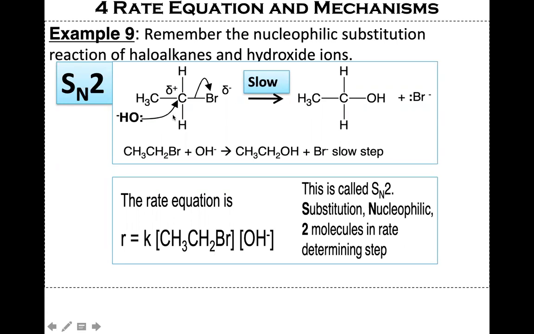Again, the rate equation should include the reactants that are in the slow rate determining step. In this case, it's the haloalkane. You only have one molecule of that, therefore it's to the power of one. Hydroxide ion, you only have one species of that, therefore the order is one.